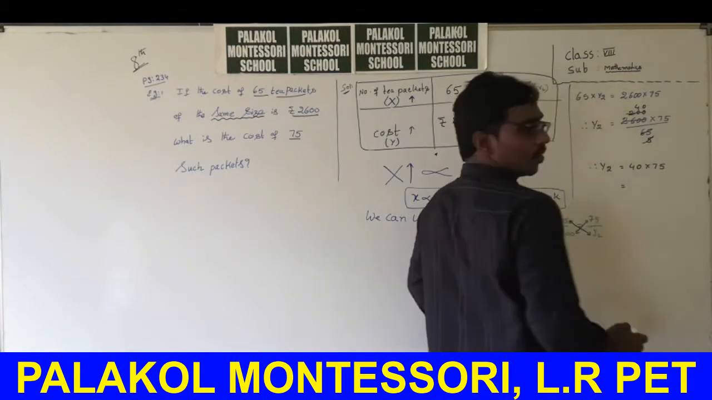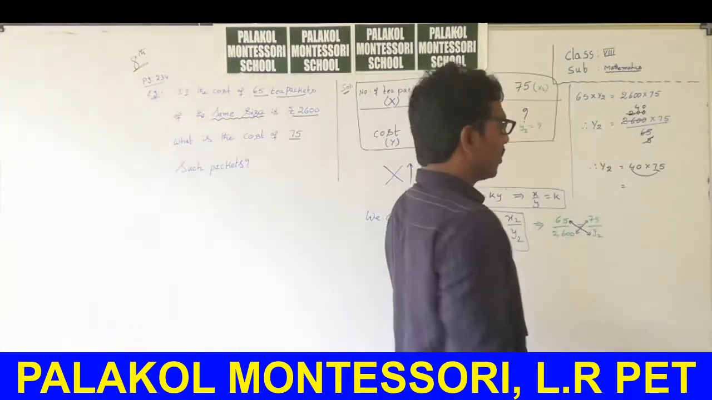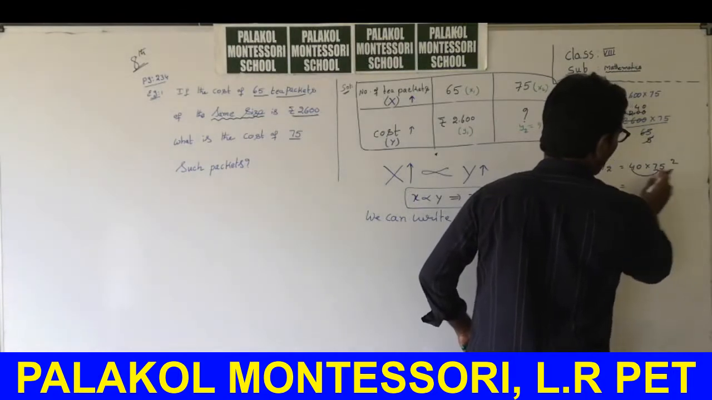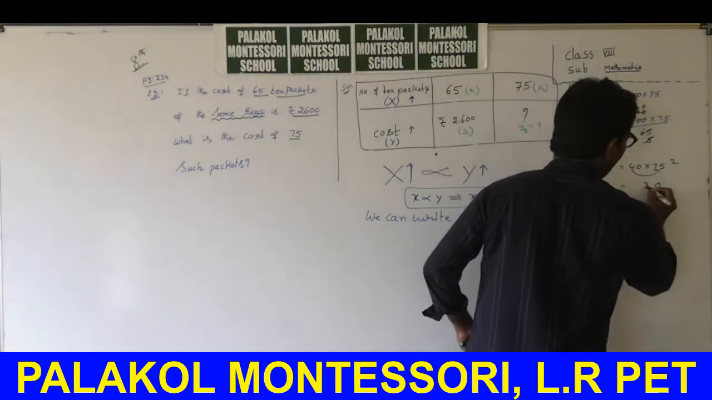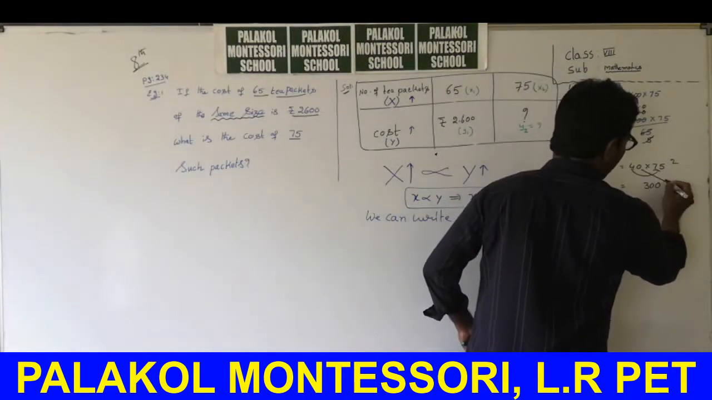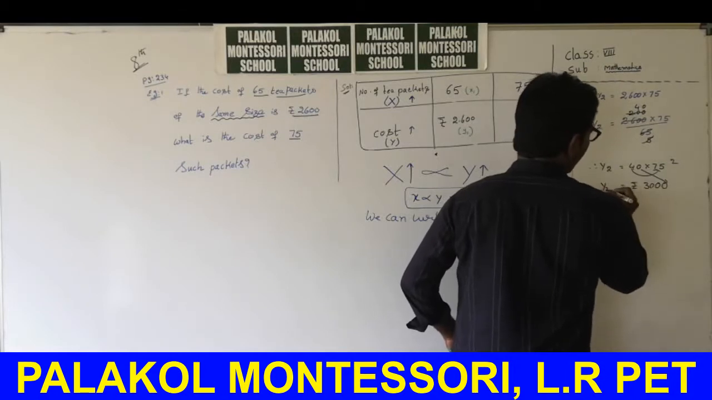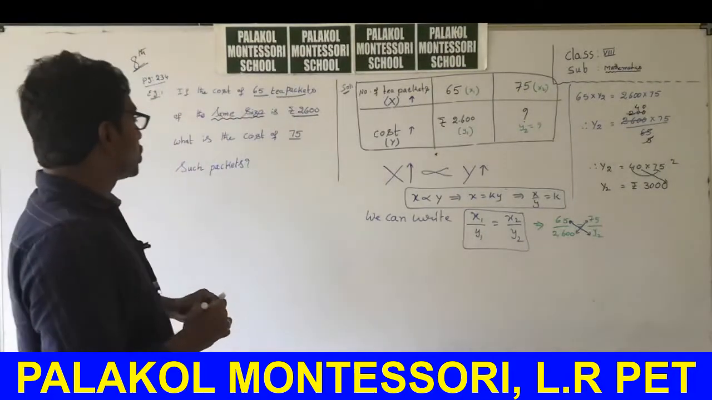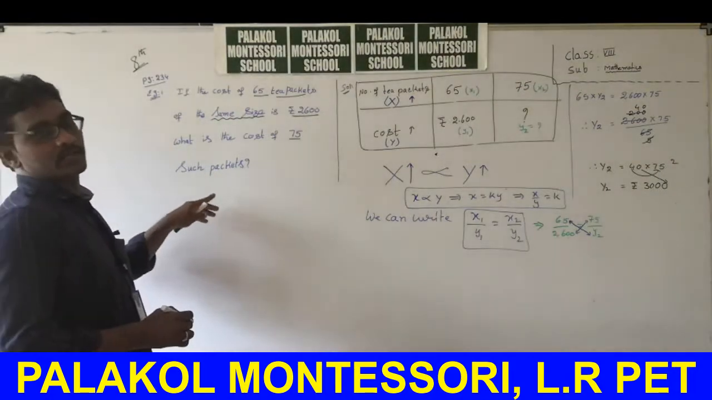Leave the 0, just multiply 4 with 75. So how much do you get? 4 5s are 20, 0, carry 2. 4 7s are 28 plus 2, 30. Here already one 0 is there, so bring the 0 down. So that y2 value is equal to 3000 rupees. What is the meaning of y2? The cost of 75 tea packets.